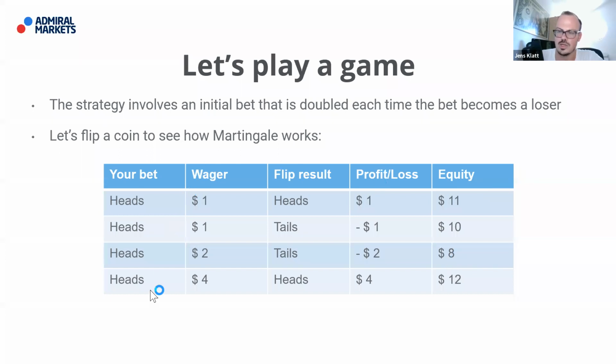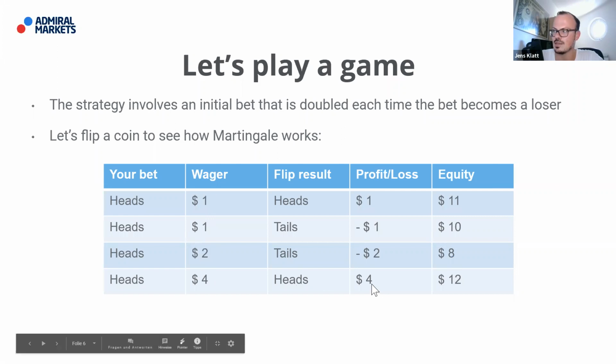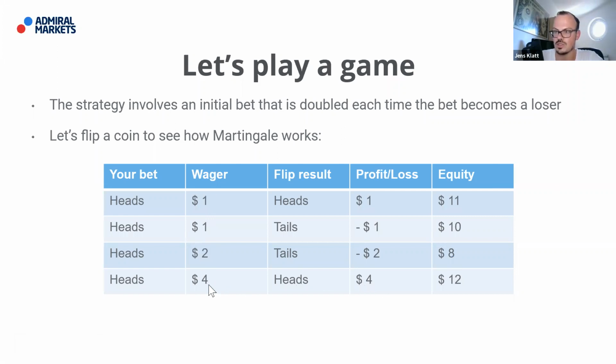Now we say, okay, let's flip the coin again. Our bet is heads, but instead of $2, we double down and double the amount we bet before, from $2 to $4. The result is heads, and our equity goes up by $4, from $8 to $12, which means we're ahead again. So that's the basic idea behind playing Martingale.